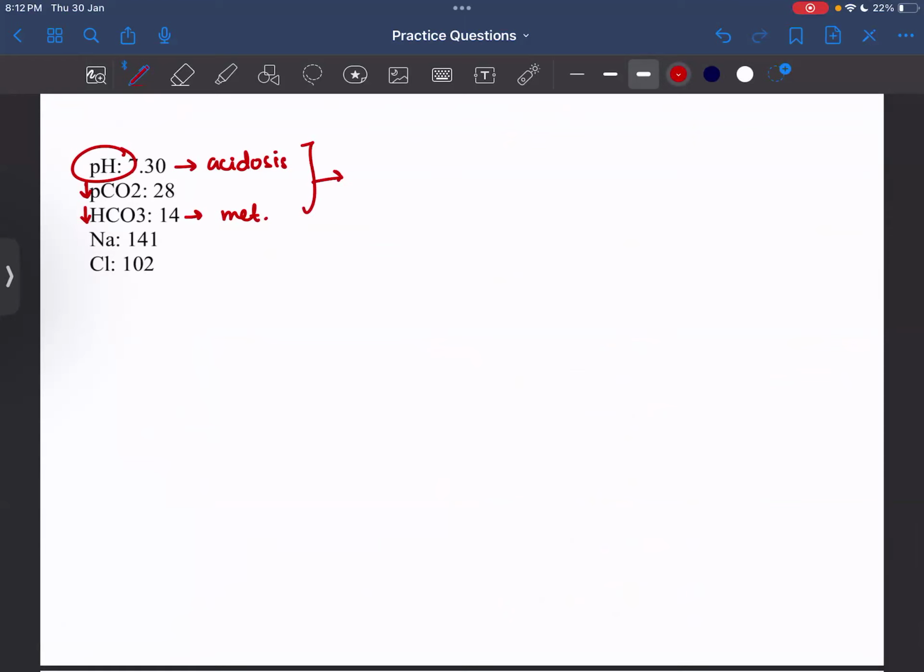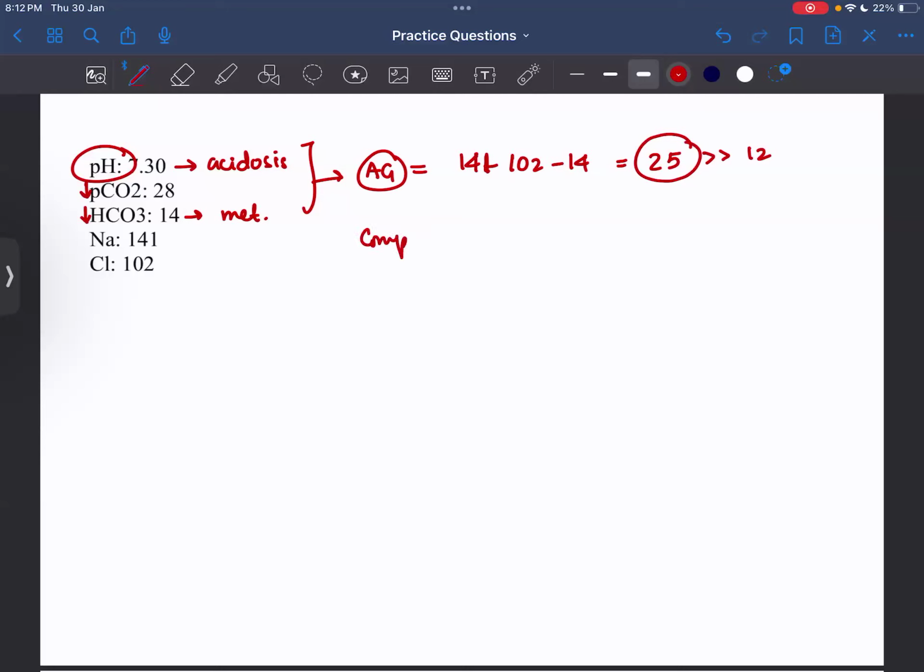All right. Look at immediately the anion gap, which would be 141 minus 102 minus 14. What is that? Okay, 141 minus 102 minus 14. 25. Very, very much more than 12, so also grossly elevated, right?